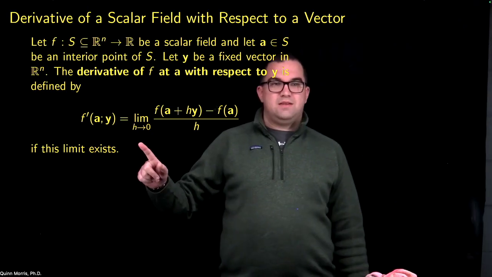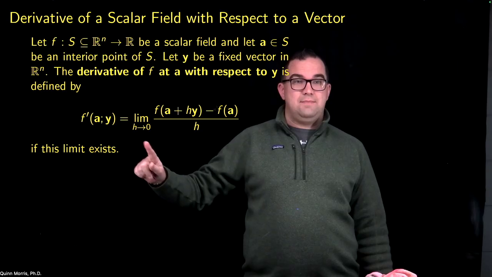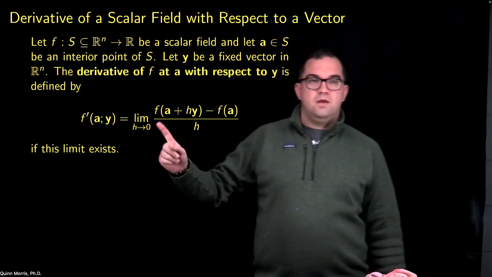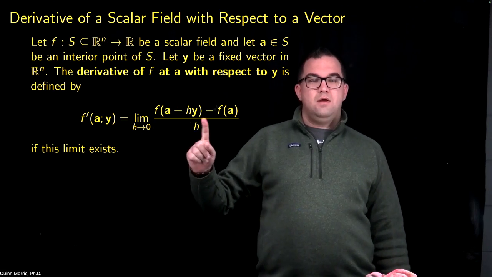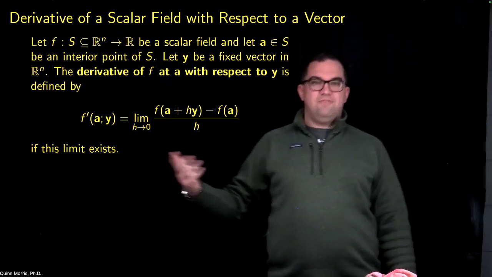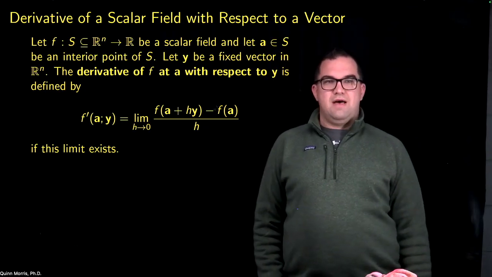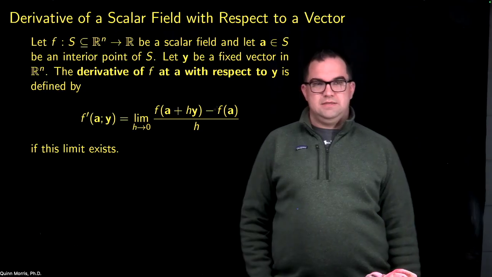And we're going to define that to be the limit as h goes to 0. Now, again, this is just a scalar limit, right? So the limit as h goes to 0 of f of A plus hY minus f of A, divided by h, if that limit exists. So if the limit exists, then we say the derivative of f at A with respect to Y is just whatever the value of that limit is.